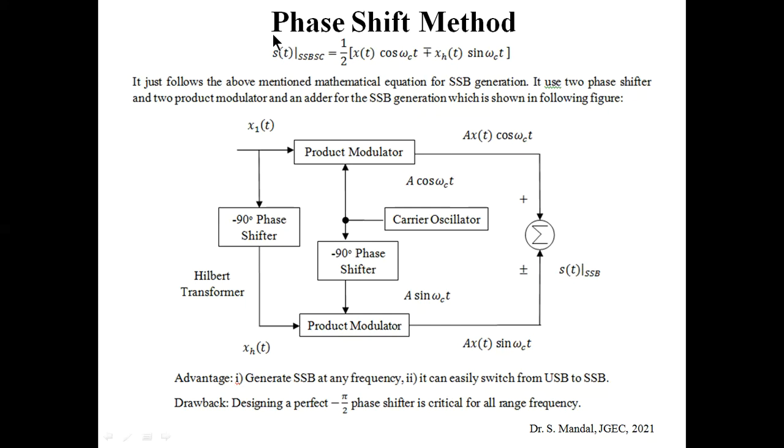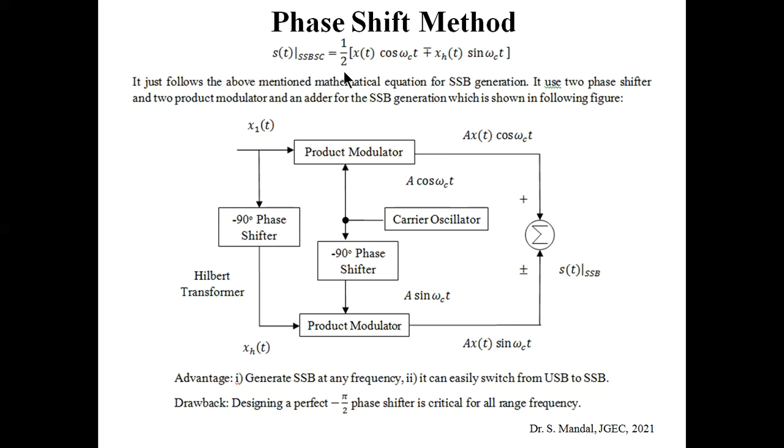So this is a very simple approach. This is known as the phase shift method, because we are just using two phase shifters to generate x_h(t) and sin omega_c t, and then after that by using two product modulators, the outputs of the product modulators are added or subtracted to generate the respective SSB.